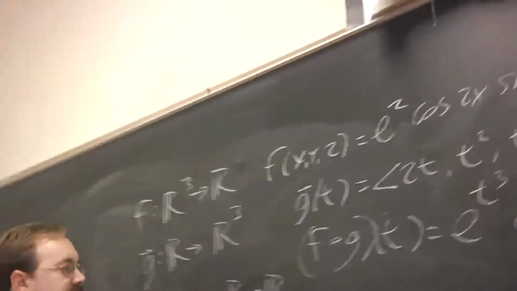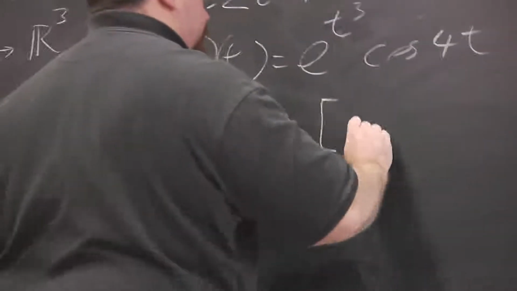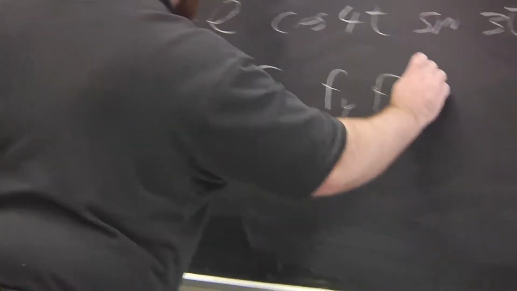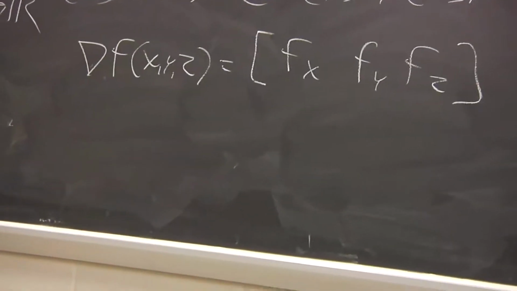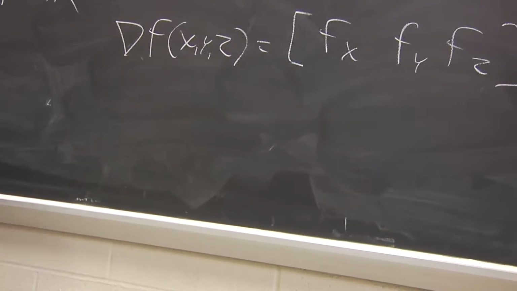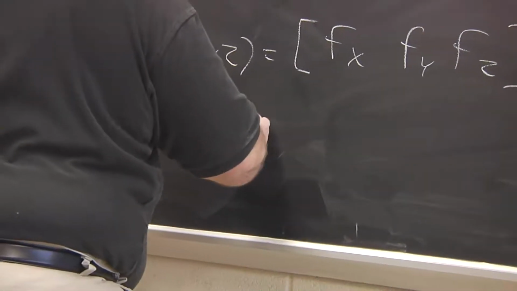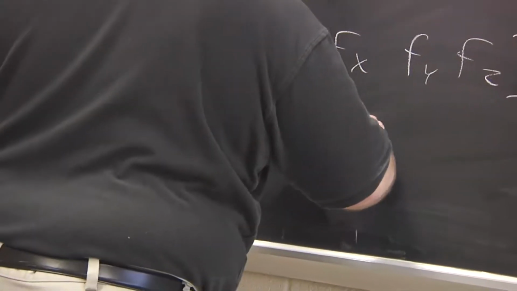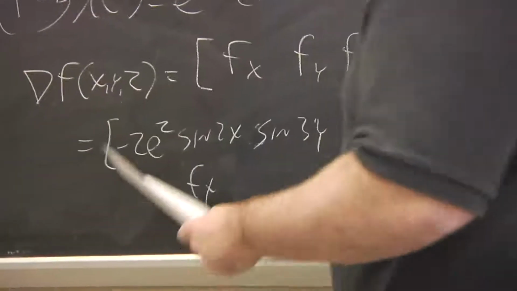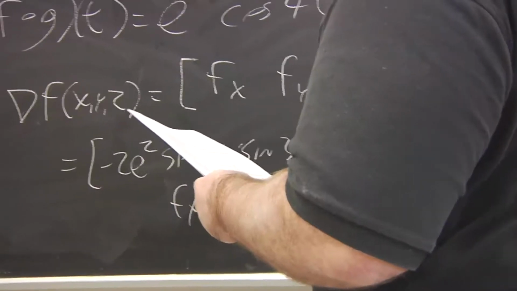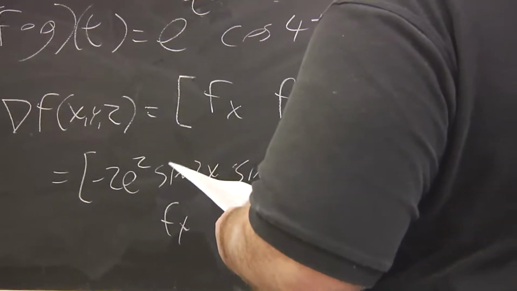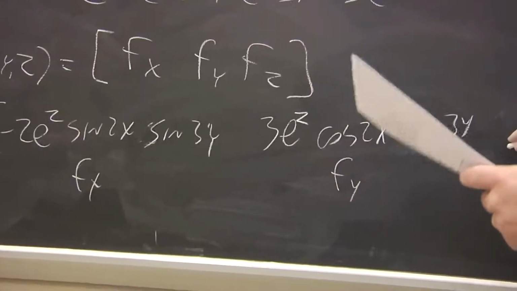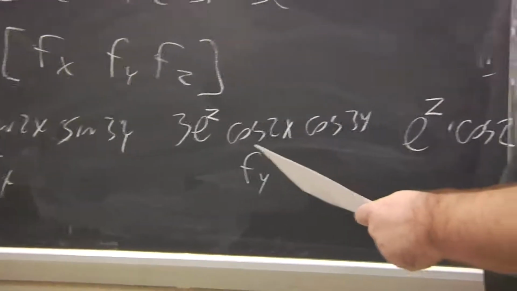and that's what we're going to do. So first, for f, function of three variables, we compute the gradient. So that's going to be a row vector of partial derivatives with respect to x, y, and z. So we go ahead and compute those, and what we get is minus 2 e to the z sine 2x sine 3y. So that's the first one, that's fx. Then we have 3 e to the z cosine 2x cosine 3y, that's fy. And then we have e to the z cosine 2x sine 3y, that's fz. All right, so that's f.